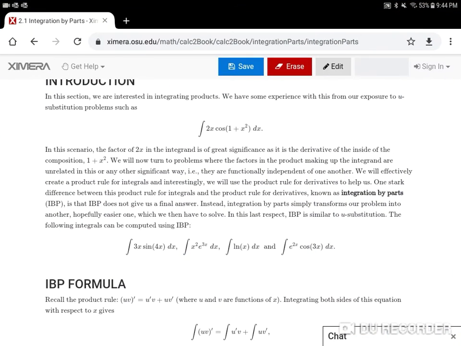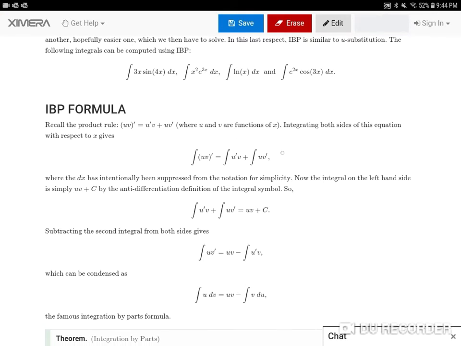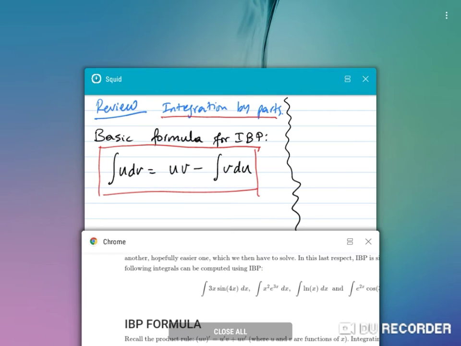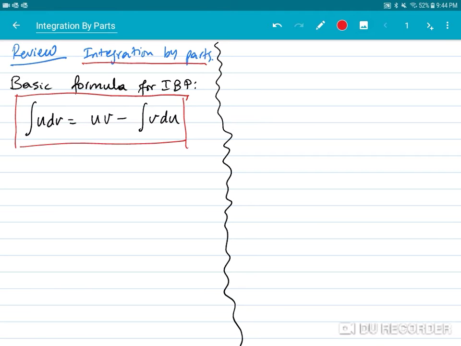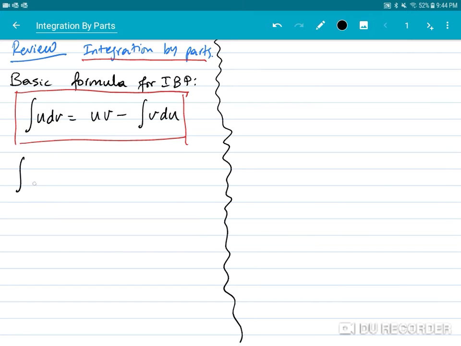If you look at your Chimera book, it has this development. It shows you how this came to be the IBP formula. And so a quick example here is if you see an expression that looks like a polynomial multiplied by some trig function, then this is a good technique to apply.